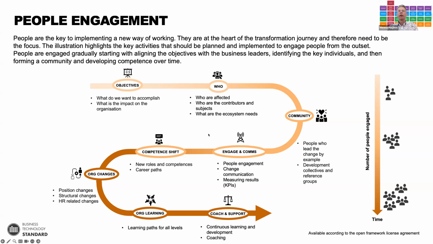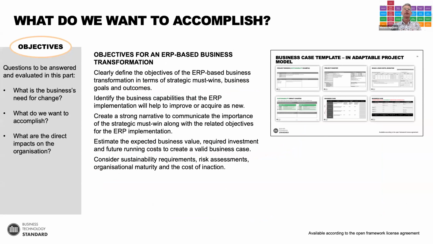So in our material, we expand on each of those topics. I show you only one example, like the first one, the objectives. So we list the key questions there, what is important there, and also where appropriate, suggest from our BT Standard extension material, templates you could use to do this. So that's about the people engagement, the transformation journey.